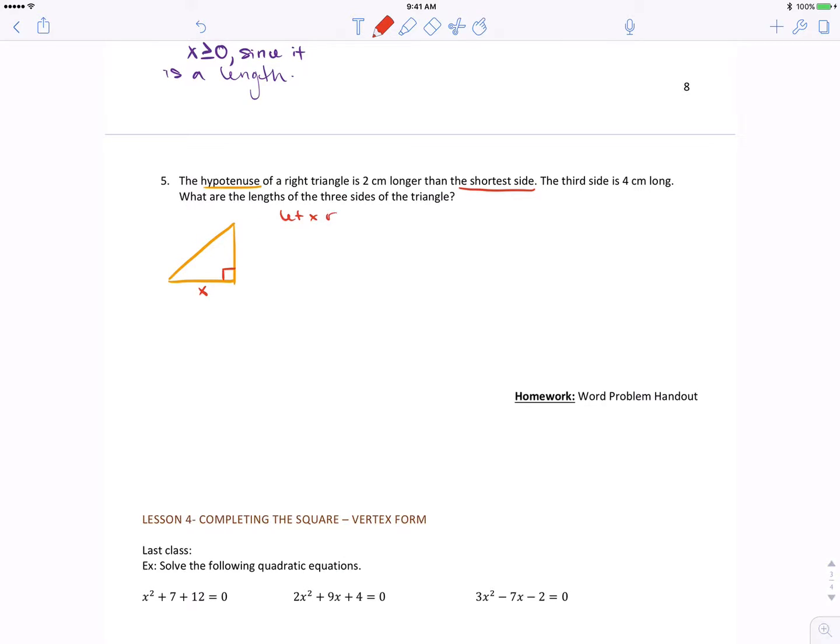So let x represent the shortest side length. And it says the hypotenuse is 2 centimeters larger, and I'm going to write it as x plus 2 instead of 2 plus x. The third side is 4 centimeters long, so it tells us this in total. So that's 4 centimeters. What are the lengths of the 3 sides of the triangle?